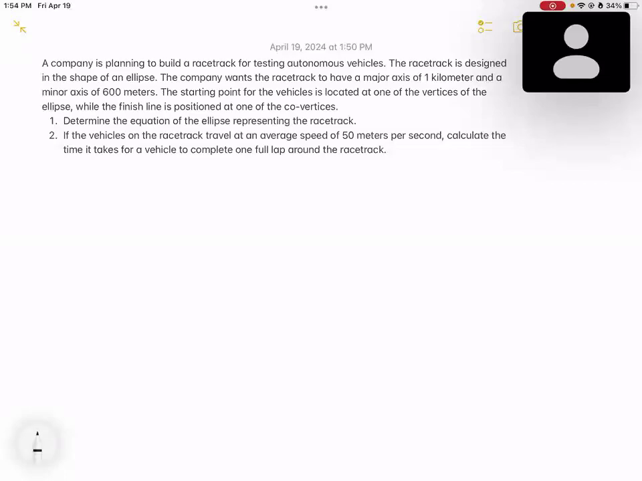So today we will be talking about ellipse word problems. So let us get started. We have this example here.